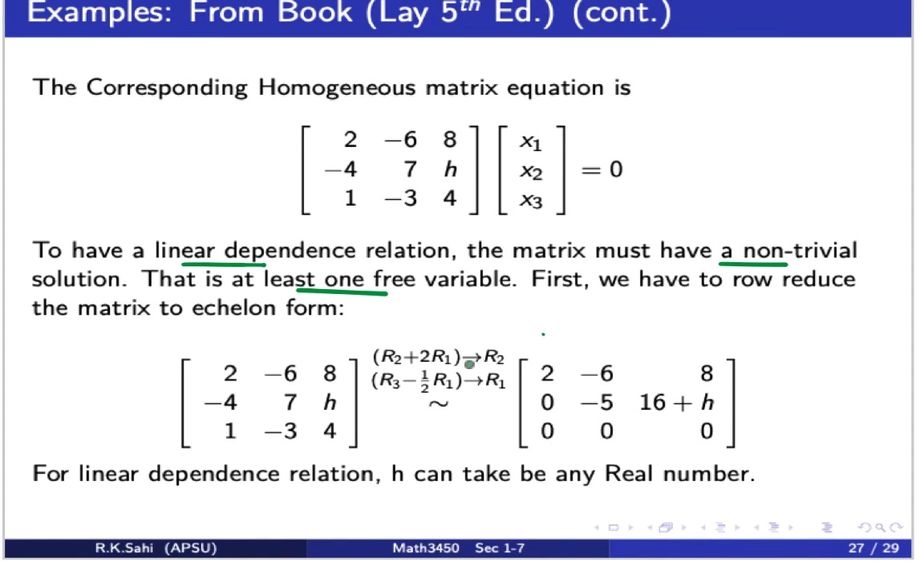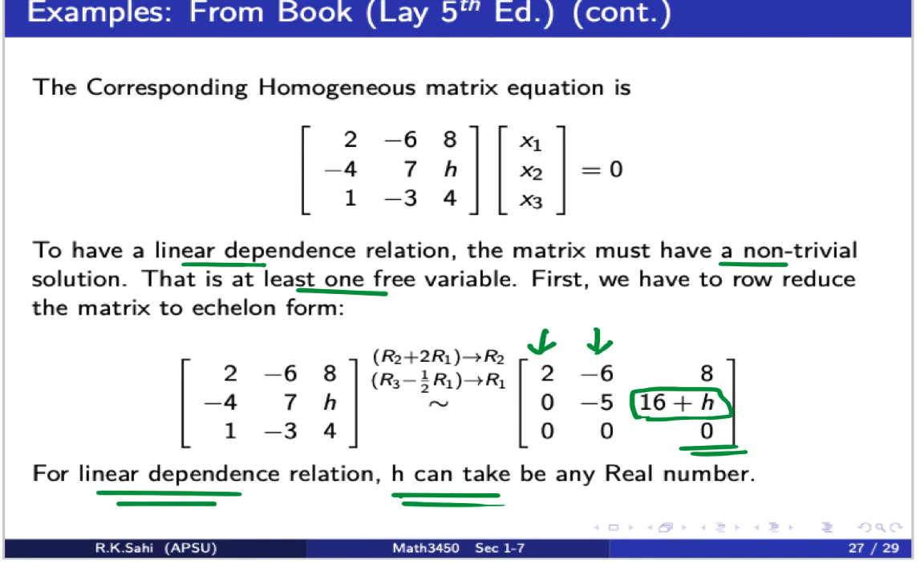So you notice what happens. When you apply this row operation, R2 plus 2R1 goes to R2 and R3 minus half R1 goes to R3, I am basically getting a new matrix where I have the presence of a free variable. There are two basic variables and one free variable. Notice there is no condition on h. h can be anything because that's not affecting us at all. So for a linear dependence relation, h can be any real number. There is no constraint on h.